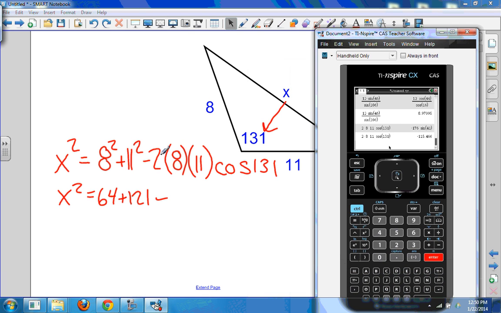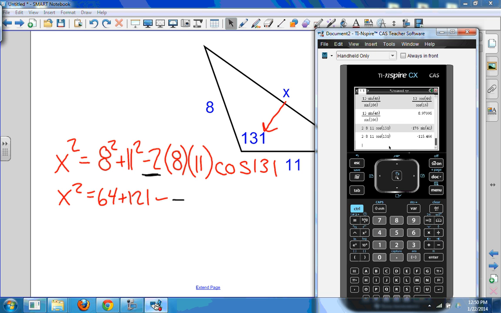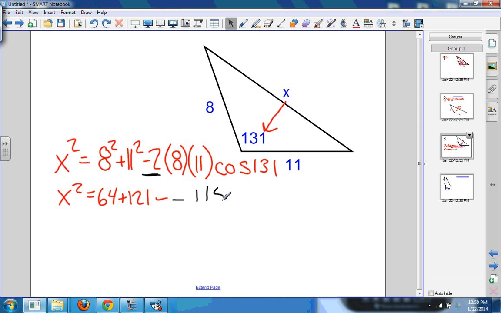I put this positive 2 in my calculator, right here. So we still have a minus sign. So it's minus negative 115, point, I'm going to round it off to 0.5. Alright, so x squared is equal to 64 plus 121 minus negative 115.5.